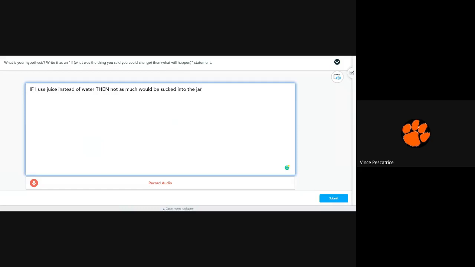So make sure this looks good and is in a nice if-then statement. If what changed, then what would happen. So you're predicting what happens in the second part if you changed this part of the experiment.